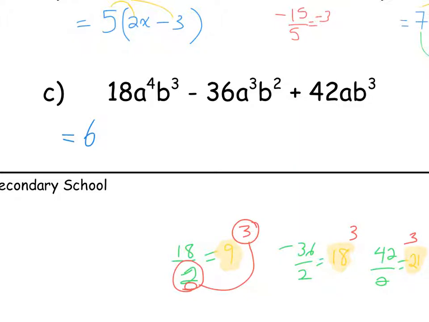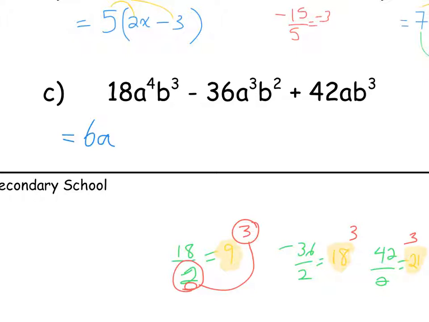And so now let's look at our variables. Let's look at the a. My first term has a to the power of 4, so 4 factors of a. Here I have 3 factors of a. And over here I have only 1 factor of a. So that means that the greatest number that they all have in common here is 1. This guy can't donate any more than 1 factor of a, and so I'm going to write that out.